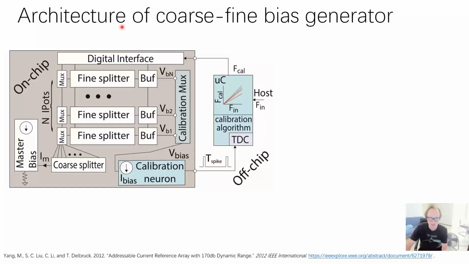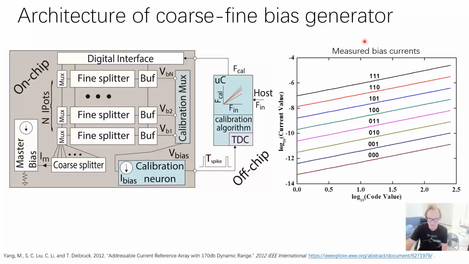This slide shows the architecture of our coarse-fine bias generator. As you can see here, on chip we have a master bias that generates a set of 8 coarse currents spaced by factors of 8. Then these coarse currents are routed to a set of on-chip biases, about a dozen of them, and each bias then takes a fraction of its chosen coarse current. The result is that we get measured bias currents that look like this. Here is the fine code and here is the coarse code, or actually the bias current. By varying the coarse code we get these different curves, and by varying the fine code we can choose a point on a curve.